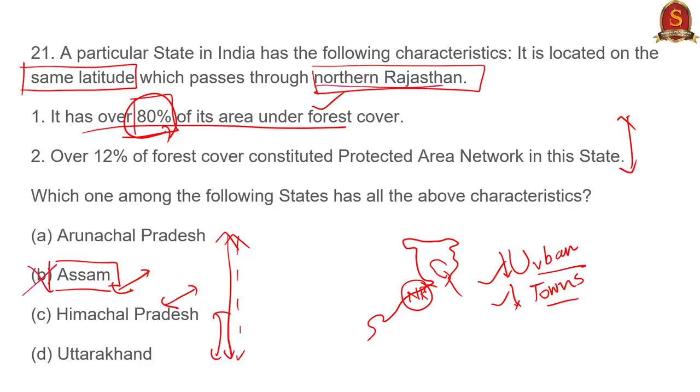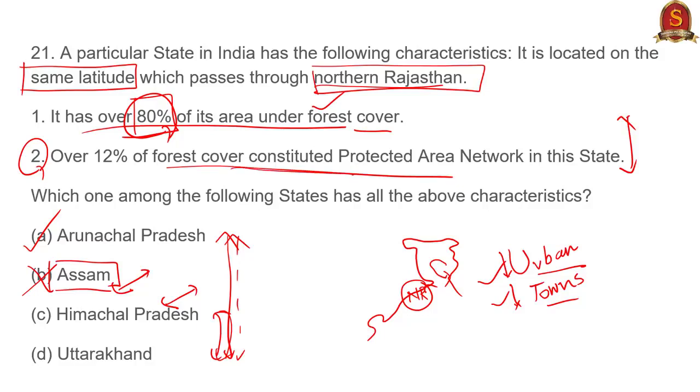And from the first part itself, talking about parallel to northern Rajasthan, the same latitude, you pretty much know that Himachal Pradesh and Uttarakhand are not going to work out. So the answer is immediately Arunachal Pradesh, which you can get just by reading the first statement. Because the second statement, if you look at it, is not the one which gives you the clue.